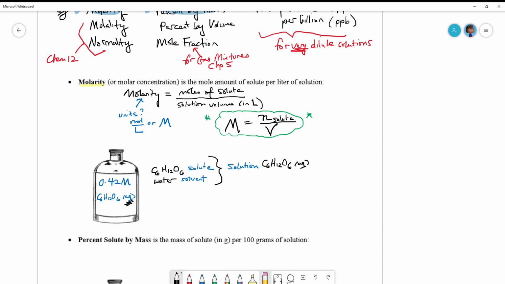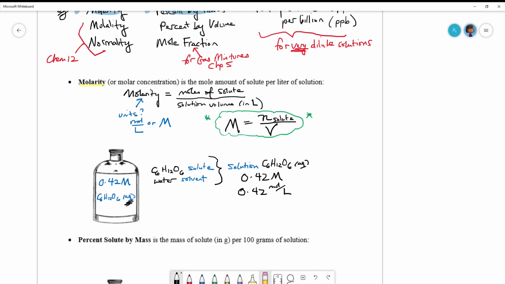Okay, now let's take a look at the quantitative information. Well, the quantitative information is its molarity concentration, 0.42 big M. All right, big M is said aloud as molar. So this is a 0.42 molar solution of glucose. Well, 0.42 molar could also be written as 0.42 moles per liter, because molar and moles per liter are interchangeable as units.